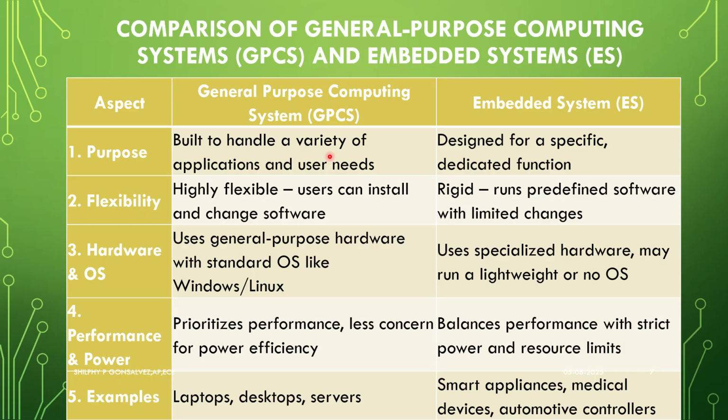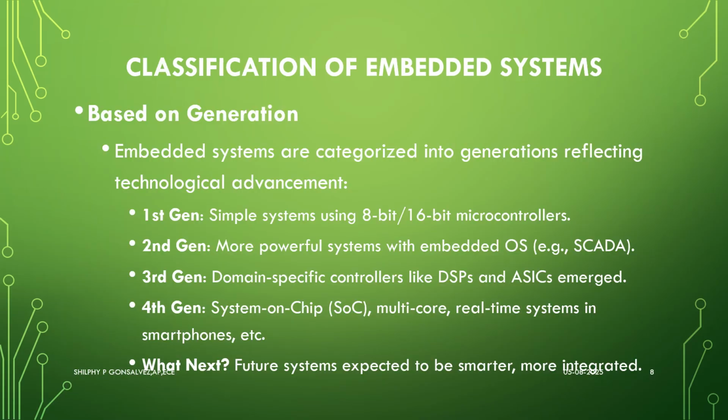Coming to the power and performance. The general purpose computing system prioritizes performance, with less concern for power efficiency. But an embedded system balances performance with strict power and resource limits. The examples for general purpose computing systems include laptops, desktops and servers, and embedded systems include smart appliances, medical devices, automotive controllers.